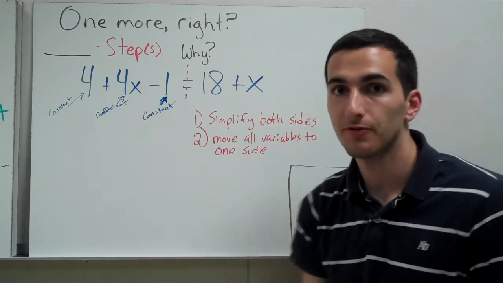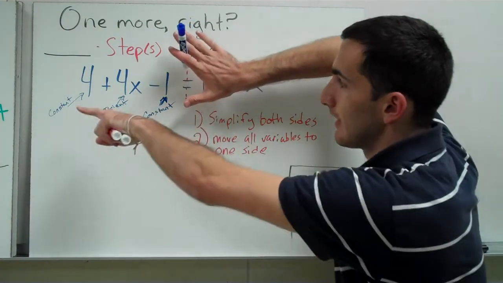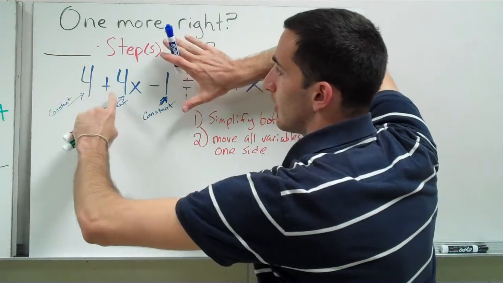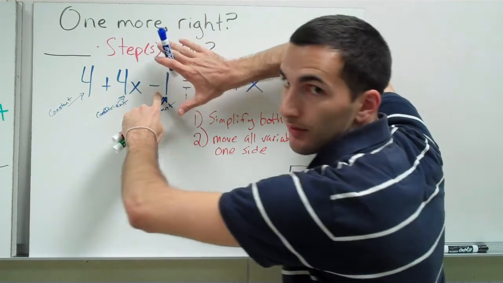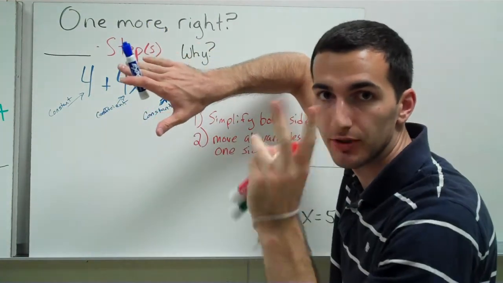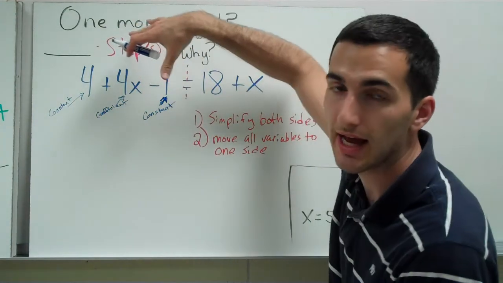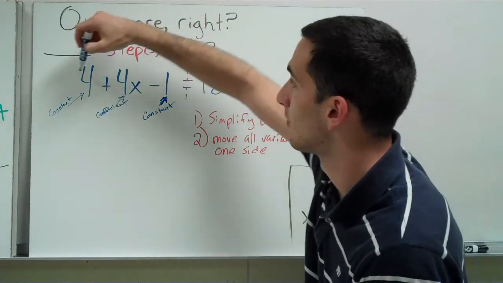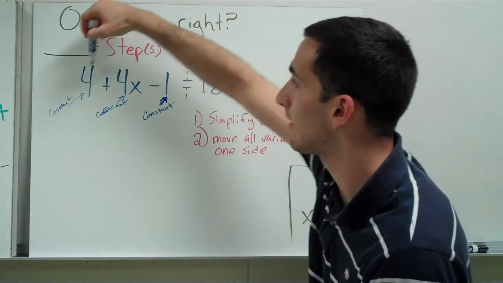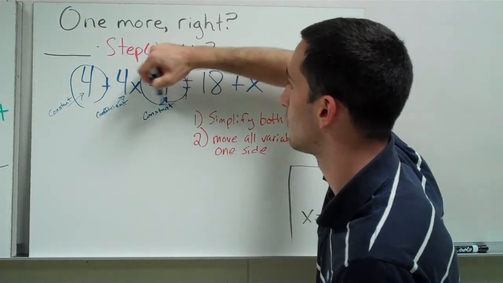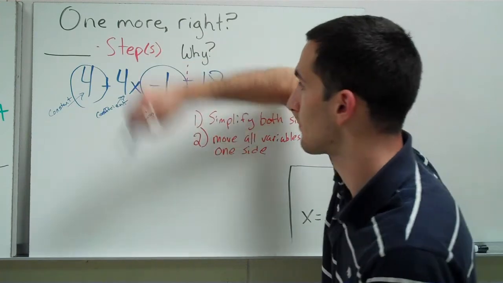Simplify both sides is our first step. We're going to look at just the left side of the equal sign. So we're just looking right here. We have 4 plus 4x minus 1. Whenever we're simplifying, we're looking for 2 things. We're either going to have like terms or we're going to have distribution. When we look at this, we see that we have 2 like terms here. We have 2 constants. If we have 2 constants, we can put them together.